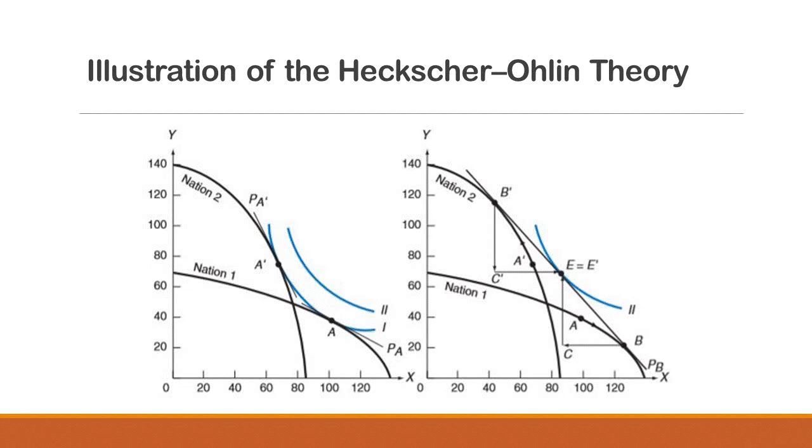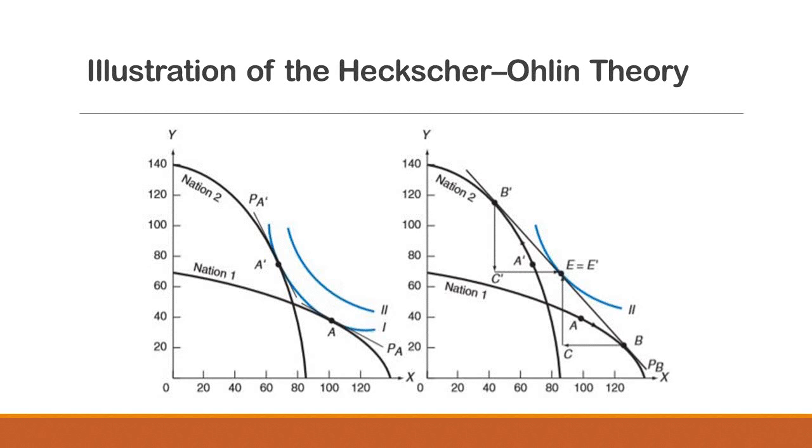One important thing you have to remember is that a country's production and consumption possibilities are limited in the pre-trade situation by the production possibility frontier. Nation 1 produces and consumes at point A, where the production possibility frontier is tangent to the highest possible community indifference curve. Similarly, nation 2 produces and consumes at point A dash, where the country's PPF is tangent to the highest possible community indifference curve, that is community indifference curve 1.